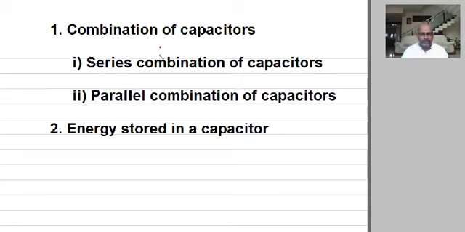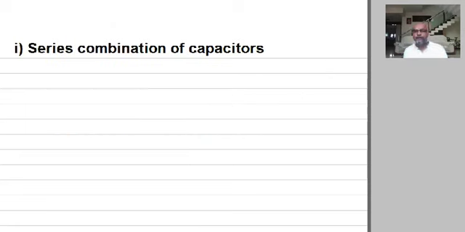The two types are the series combination of capacitors and the parallel combination of capacitors. We will learn the series combination first. Listen, students: a number of capacitors are said to be connected in series if the following two conditions are satisfied. Here is condition number 1.